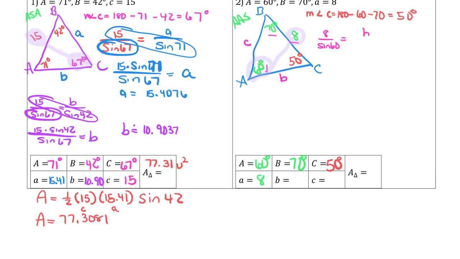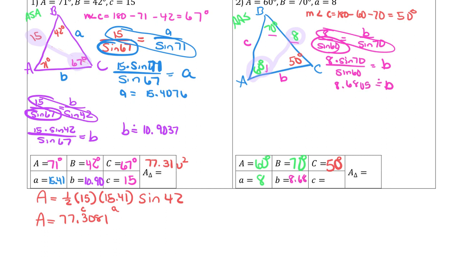So let's find B. So angle B is 70 degrees, so sine 70. I'm going to multiply those guys together. So 8 times sine 70 and divide it by sine 60. And that's going to give me side B. So B is approximately 8.6805. So 8.68. Now I'm going to go and find side C.